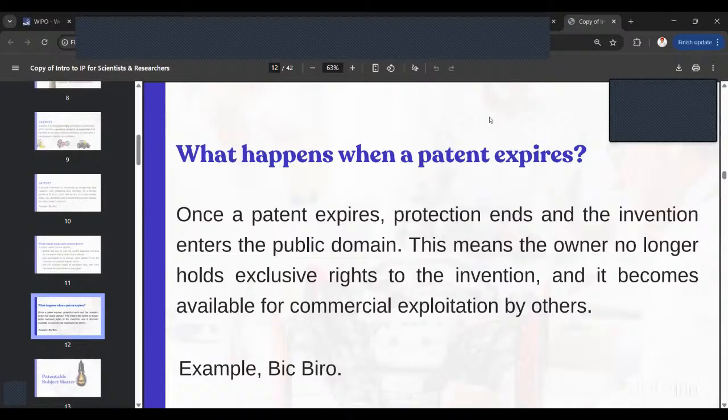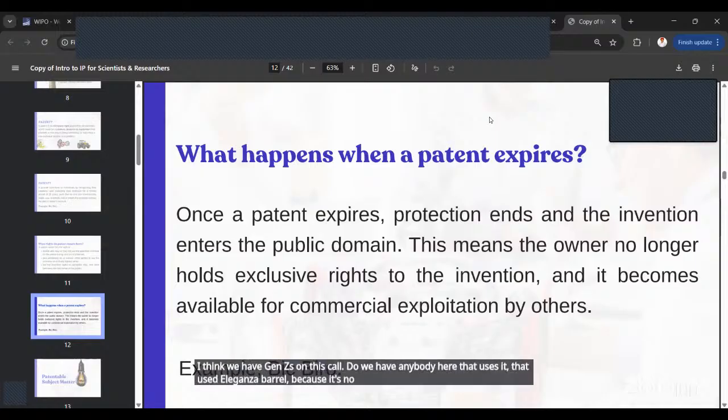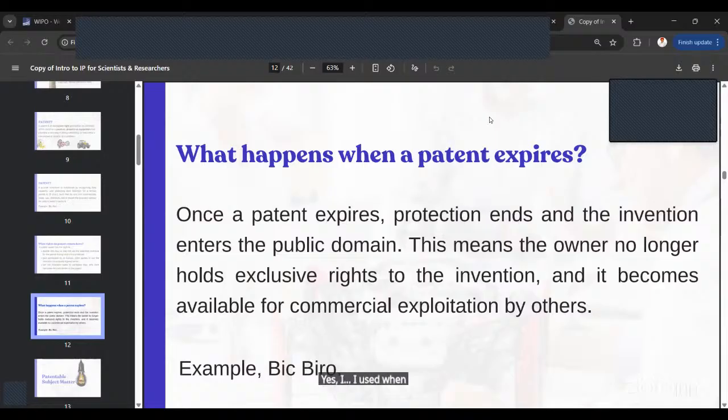I think we have Gen Zs on this call. Do we have anybody here that used Eleganza Biro? Because it's no longer out. Yes, no longer selling. I used it when I was in secondary school. Okay, good. So along the line, while Bic's patent was still running, we had Eleganza, right?